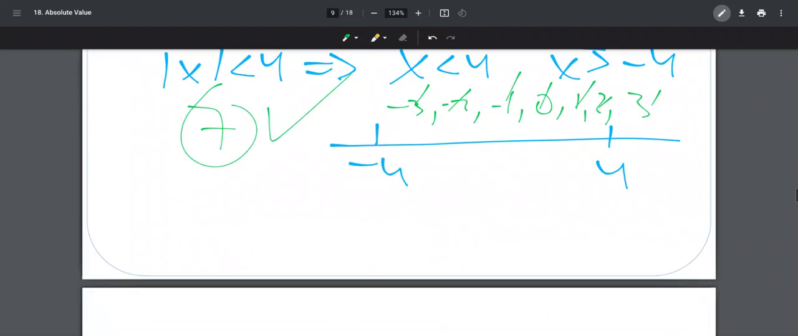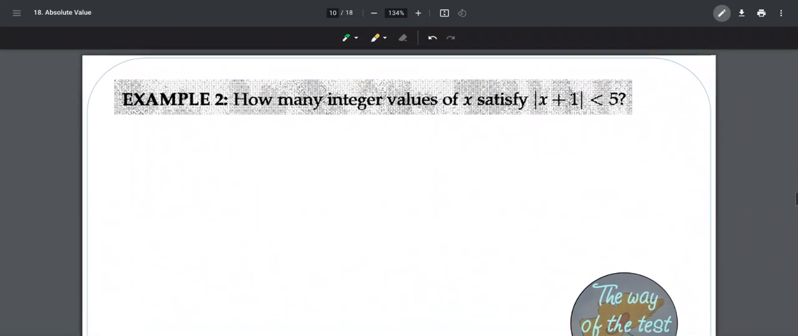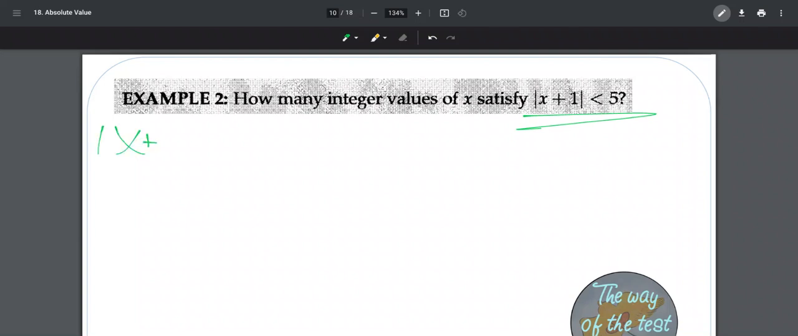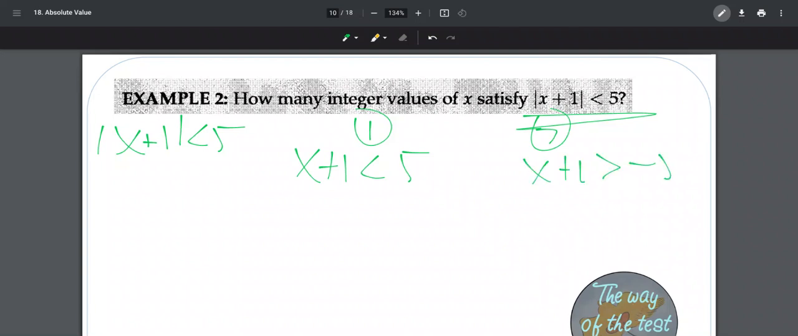We're going to go to the second example. Pause the video, solve this example, and we're going to check how many integer values satisfy this. Again, we just solve it using the definition. So the absolute value of x plus 1 is less than 5. We have case 1, case 2. Case 1, positive: x plus 1 is less than 5. Case 2, negative: x plus 1 is greater than negative 5.